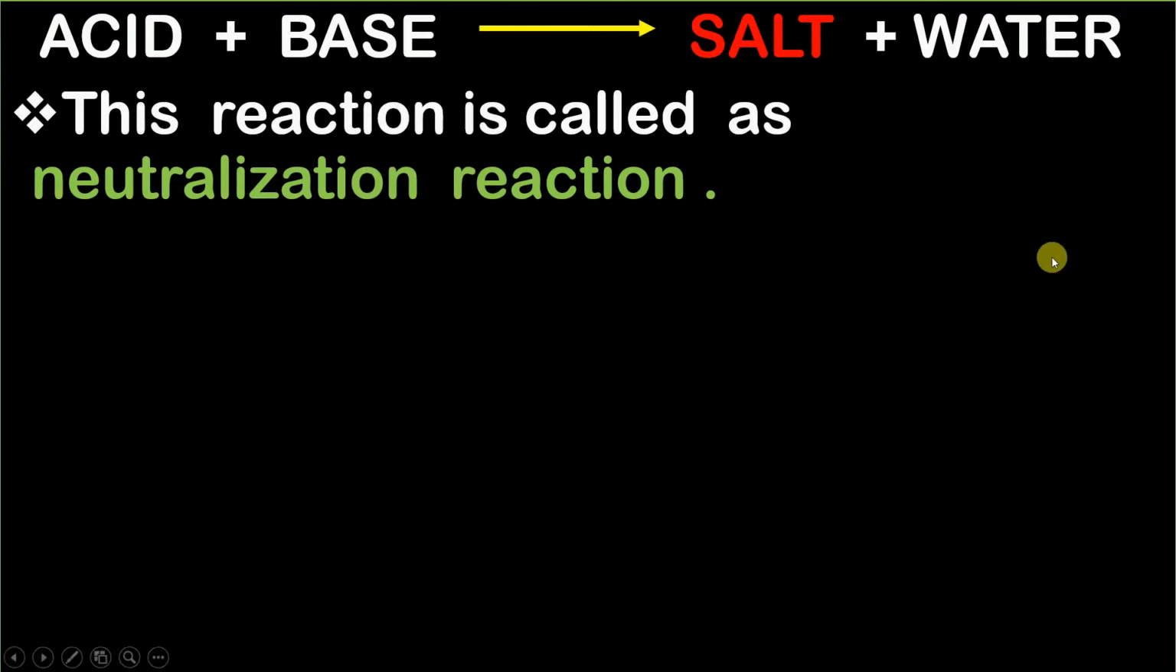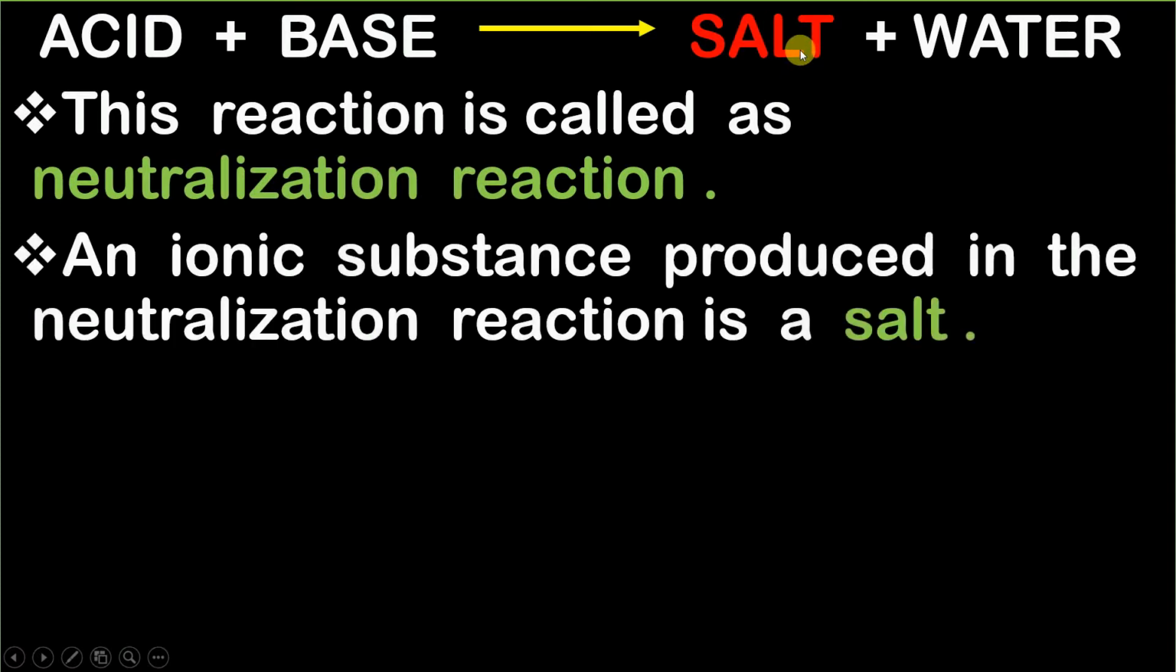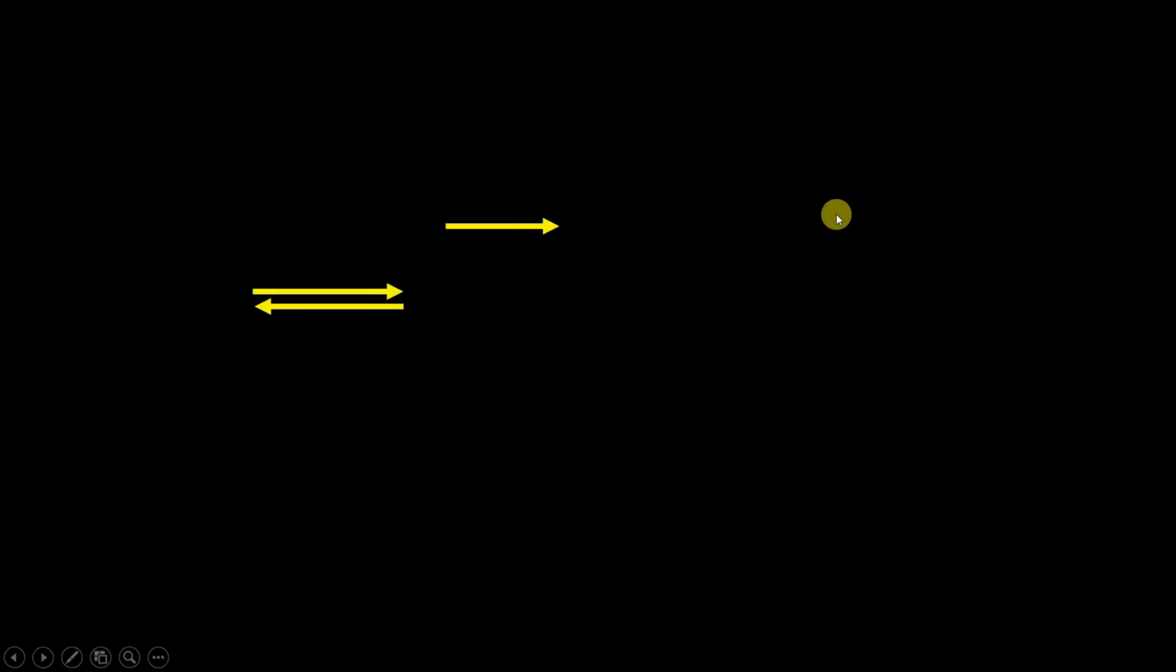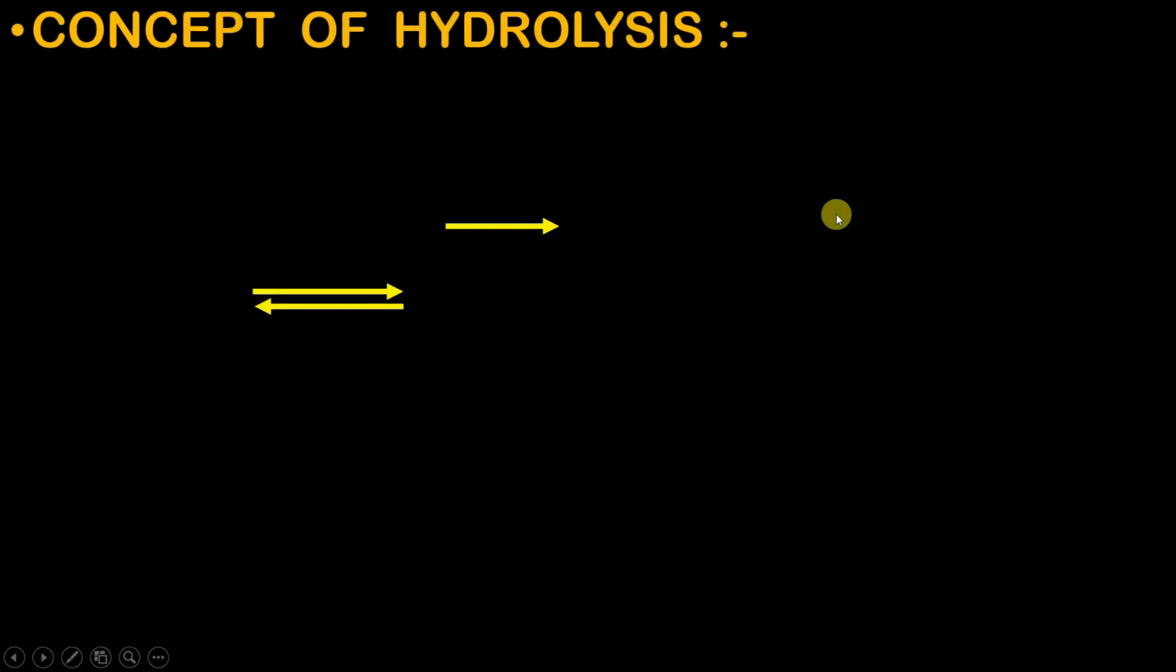Now, suppose you want to define this salt, how can you define it? An ionic substance produced in the neutralization reaction is a salt. So in simple words, salt is an ionic substance which is produced during the neutralization reaction. In this complete video, we are mainly going to focus on the hydrolysis of this salt, the salt that we have obtained from this neutralization reaction. Now, let us first understand the concept of hydrolysis.